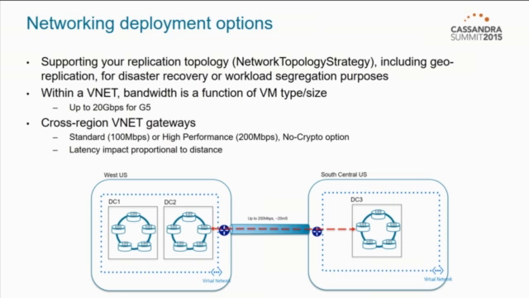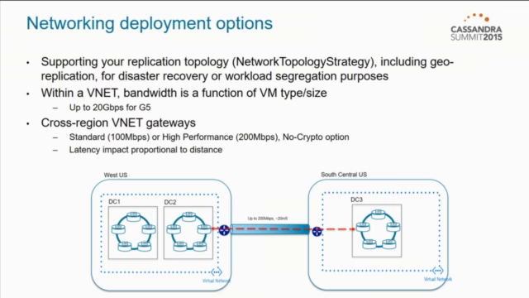If we want to implement a cross-region deployment and, for example, partition data across physical data centers, we do have VNet to VNet gateways available that give you the ability to create a single address space across multiple data centers. Right now, we have two options in terms of gateway, the standard and the high performance one. The high performance one can give you up to 200 megabit per second in terms of throughput, and of course the latency will depend on how far apart the data centers you select for deploying the multiple nodes are.